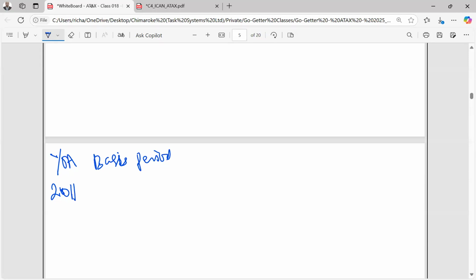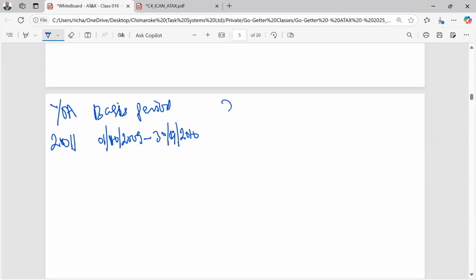Preceding year basis will now go. So it's going to be October 1, 2009, where the old one stopped, to 30th September 2010.